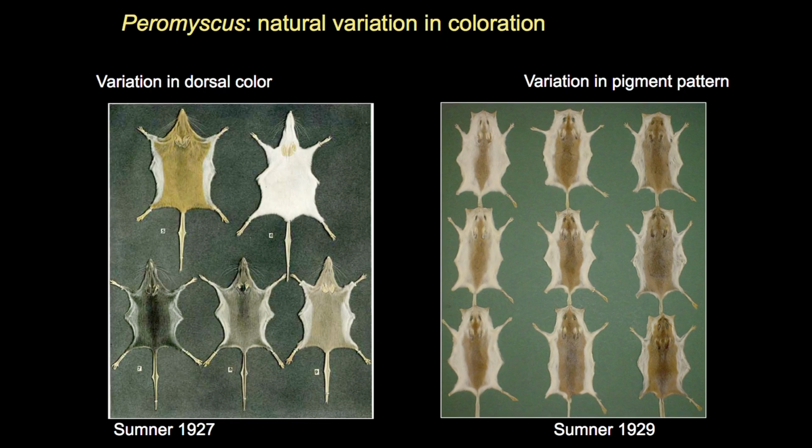Okay, so this is a group of mice called Peromyscus. They're deer mice. If you live out in the country out here, these are probably what you catch in and around your property. And what's great about these mice is they vary a lot in color. And they vary in color in two different ways. They vary in the overall coloration of their dorsal coat, so the back of their coat, ranging from white to almost black. But they also vary in the distribution of pigment, or pigmentation pattern.